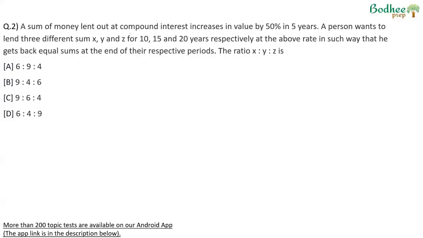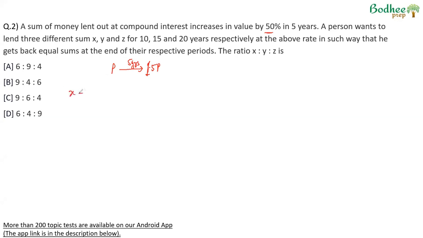A sum of money lent out at compound interest increases in value by 50% in 5 years. So if we invest P, in 5 years this will become 1.5P. Increase of 50% means 10 will become 15, or a multiplier of 1.5. A person wants to lend different sums x, y, z for 10, 15 and 20 years respectively at the above rate, in such a way that he gets back equal sums at the end of the periods. What is the ratio of x, y, z?